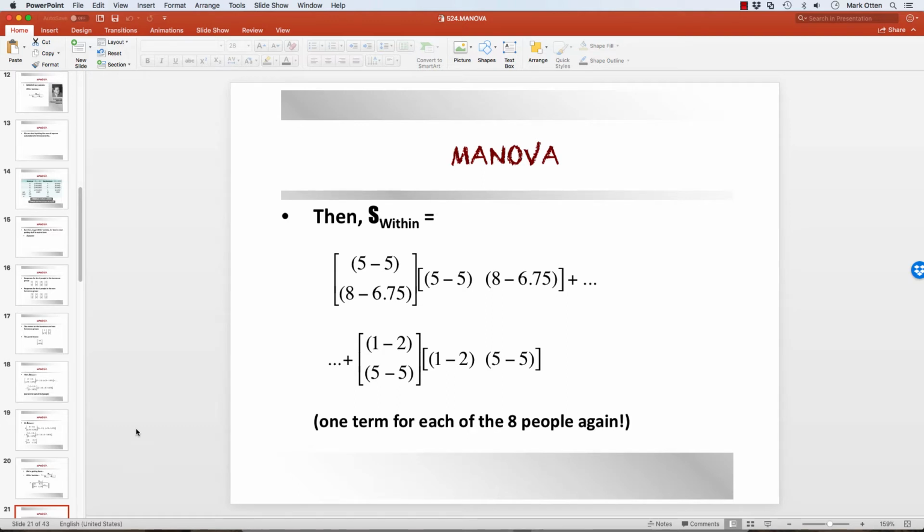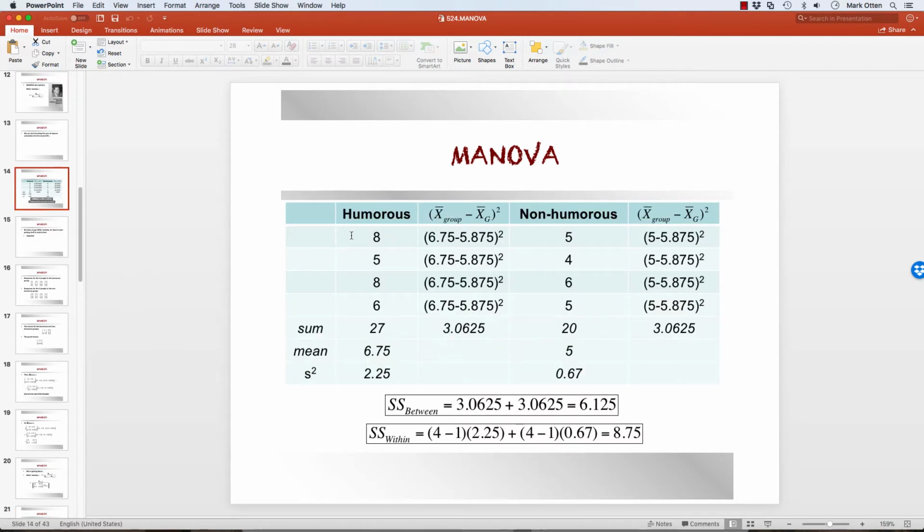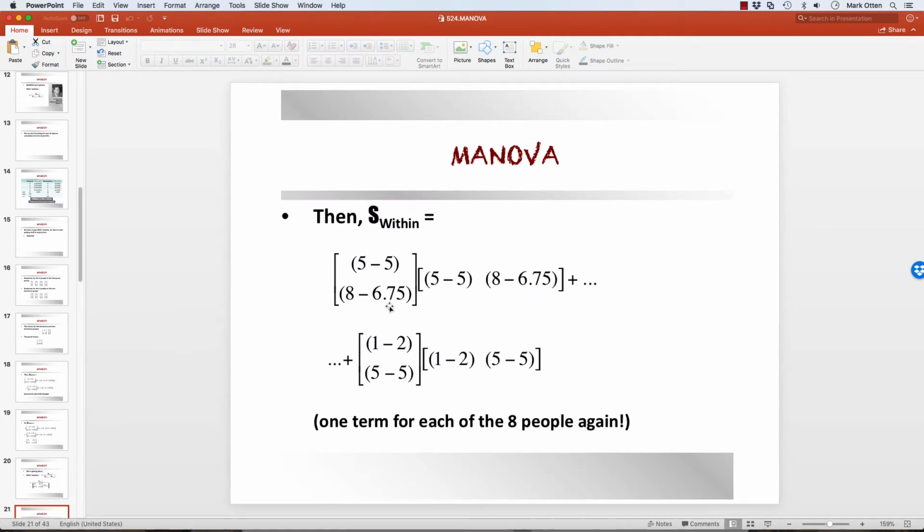The 8 minus 6.75 then is derived from the second DV, so let's look at that. 8 is the humorous group score for that first person. Again, this is independent samples, so that first person is only in the humorous group. But they do have 2 scores, one on the first DV, one on the second DV. So the second DV score there is 8 minus 6.75. That's the group mean for the humorous group on the second DV. And so then we plug that in the bottom left here of the left matrix and the right side of the right matrix. And when we multiply this out, it's as if we're squaring them. And so then that's the term for the first person.